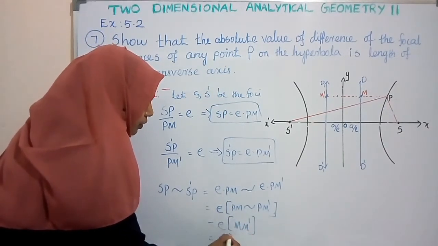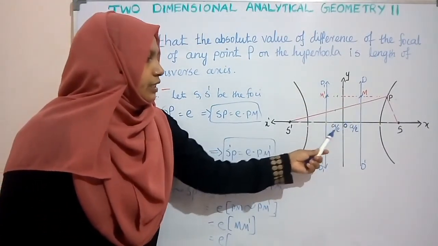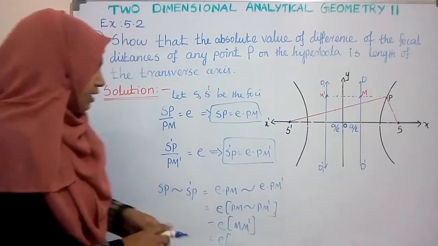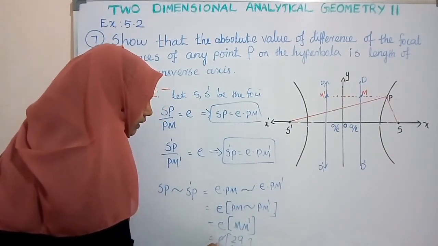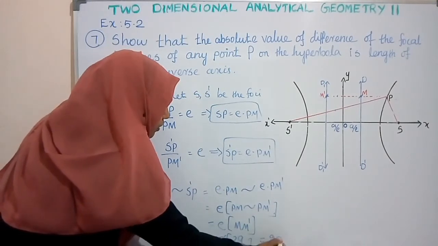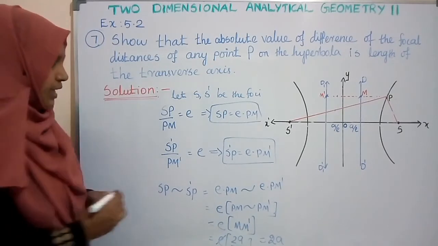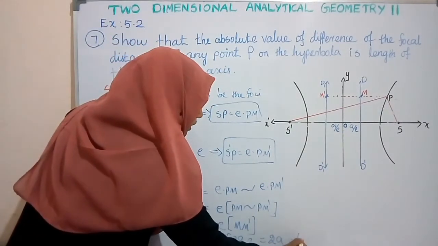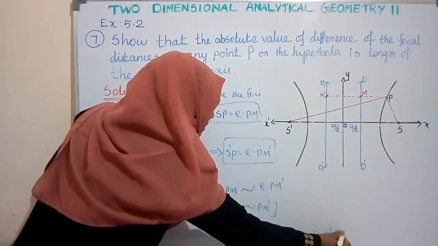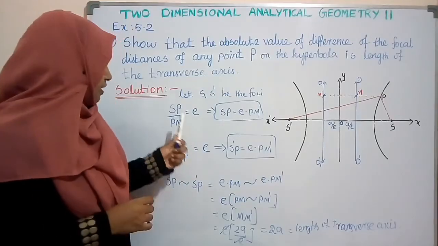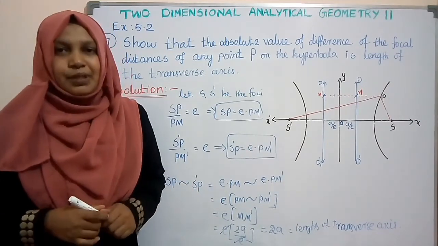And already I told you, the distance between M dash and M, the distance between the two directrices, is 2A by E. So this E gets cancelled, and we get 2A. This 2A is nothing but the length of the transverse axis. So the difference between the two distances SP and S dash P is equal to 2A, the length of the transverse axis.